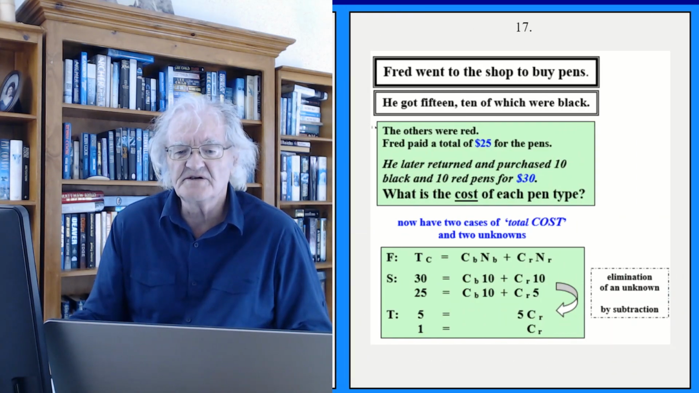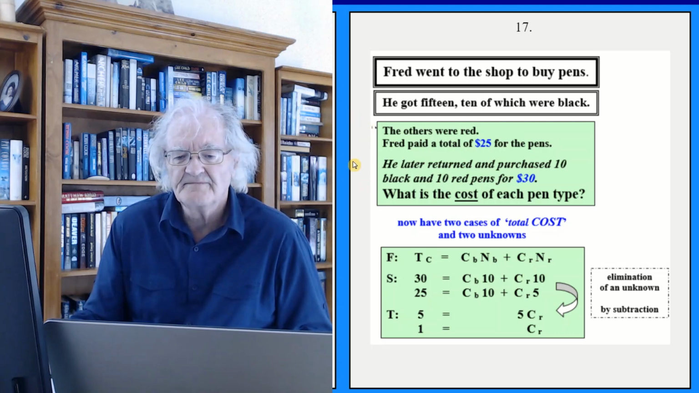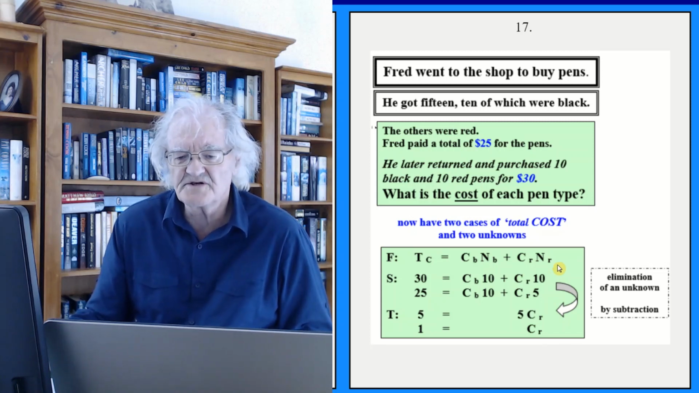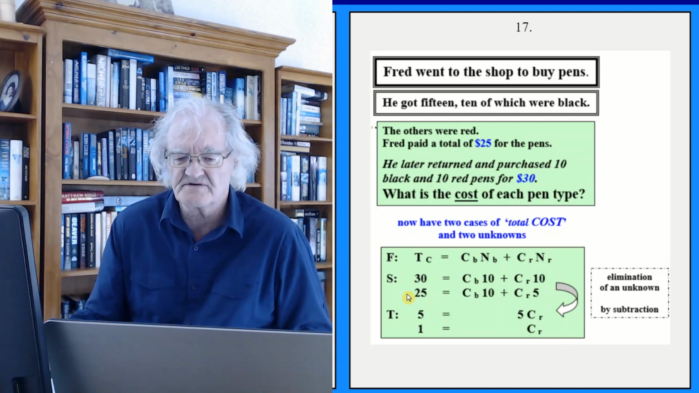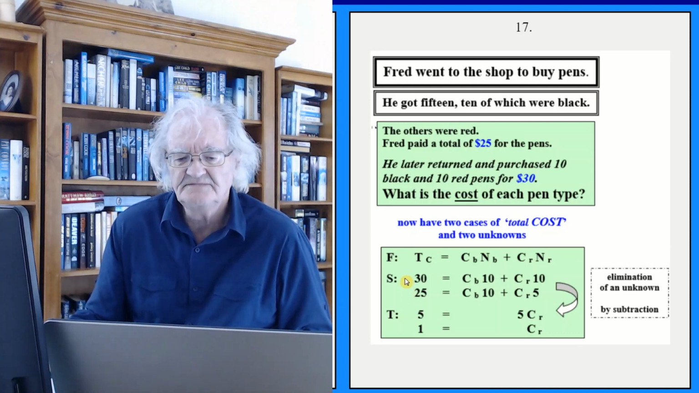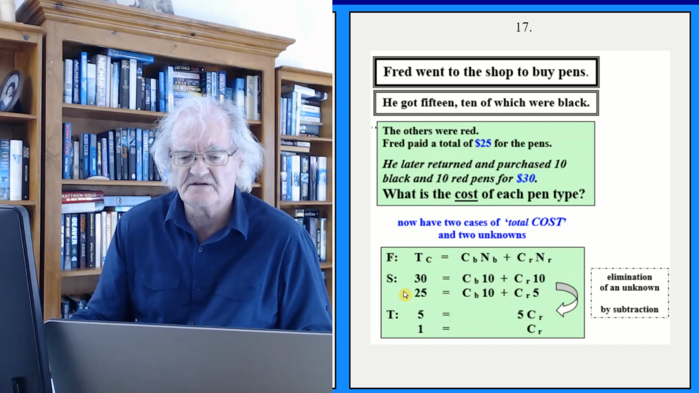So here we turn the problem into a calculation. It's clearly based on total, built up from subtotals for the black and the red. But when we substitute the given information, we find we have two equations that are relevant. One uses the $30 total, and the other uses the other purchase situation, which was $25.